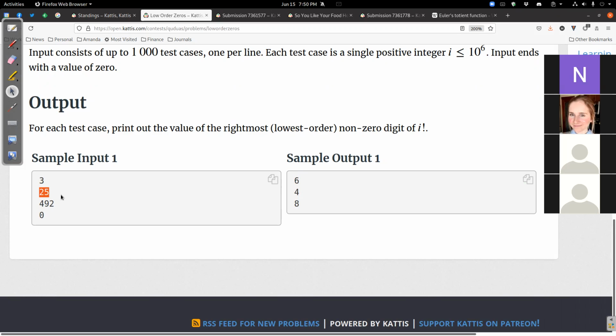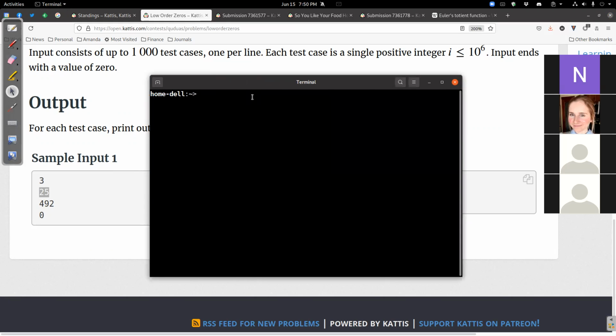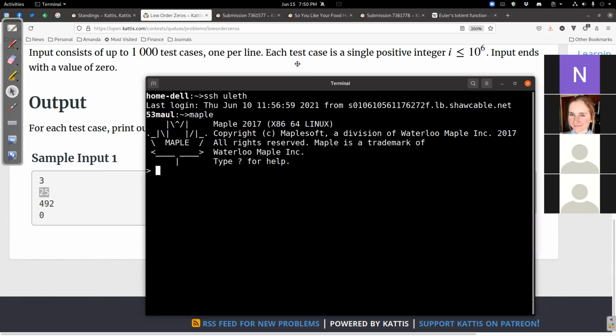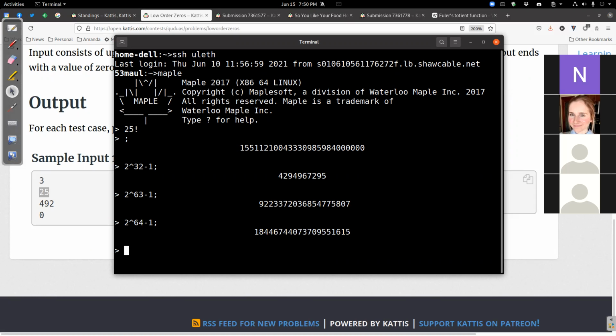What is 25 factorial? Well, it's a little bit hard to figure out, I guess. So I'm going to cheat. On the university machines, there's Maple, you can actually compute 25 factorial, and it will give you this number. 2 to the 32 minus 1 is the largest unsigned 32-bit integer, and the largest unsigned 64-bit integer is this much. So basically, you cannot compute 25 factorial even with 64-bit integers. If you were to compute 25 factorial, you realize that there's a bunch of zeros at the end. You don't care about that. And the last non-zero digit is 4, which is the correct answer here.